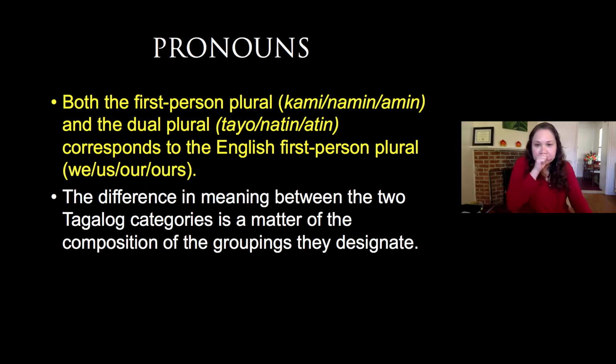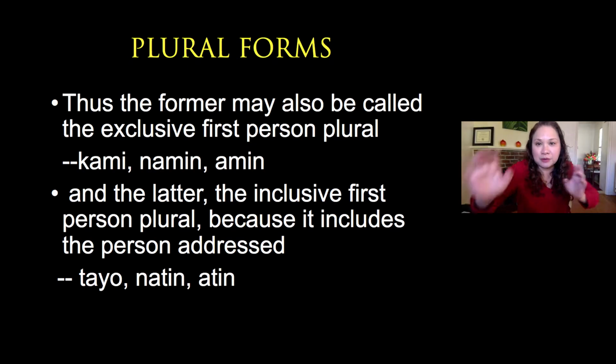So remember, that both the first person plural, kami, namin, amin, and the dual plural, tayo, natin, atin, correspond to the English first person plural, we, us, our, ours. However, the difference in meaning between the two Tagalog categories is a matter of the composition of the groupings they designate. Okay, so just bear with me, okay? Thus, the former may also be called the exclusive person plural, kami, namin, amin.